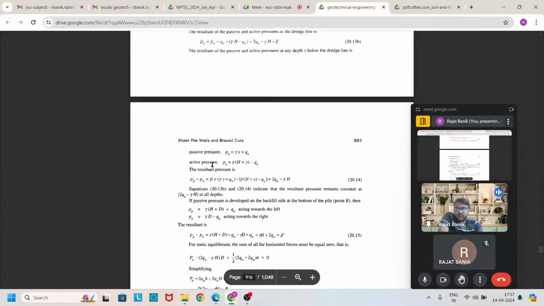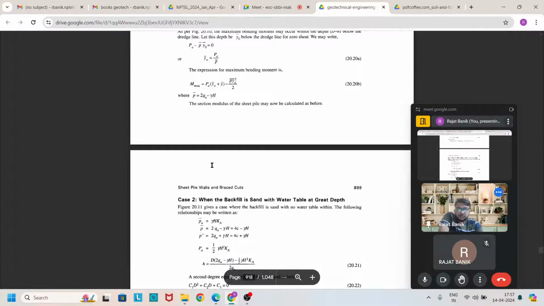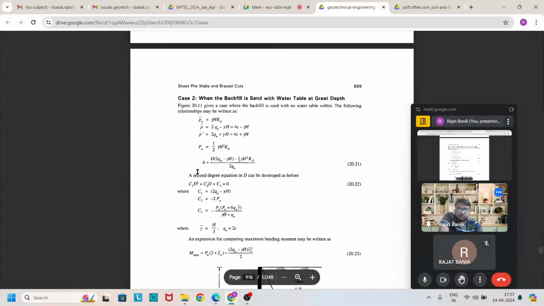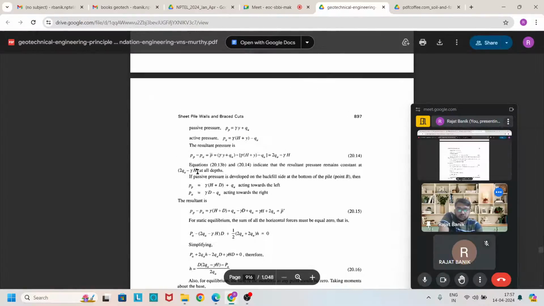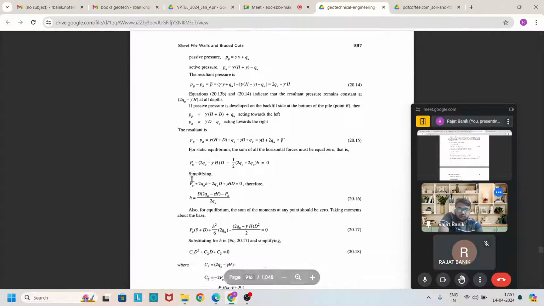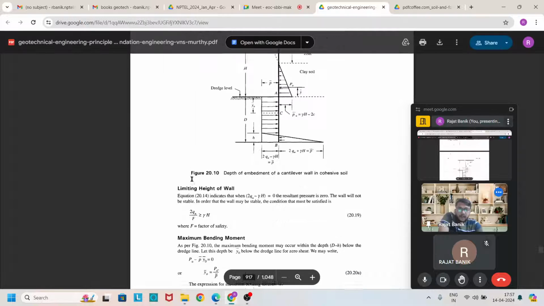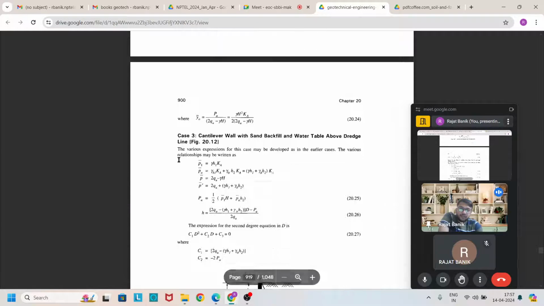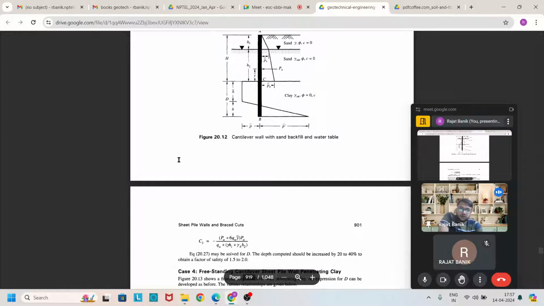Now move on to the anchor sheet pile. In cohesive soil also we can find this sheet pile. We go through it.